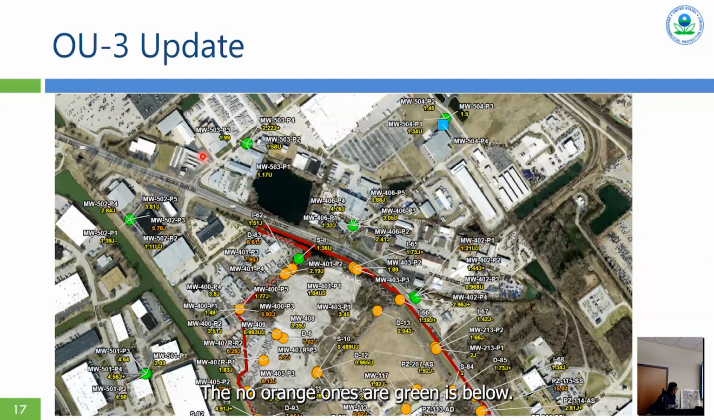The orange ones are. Green is below, orange is above. Yeah. So it's a proposed well, and it's proposed because of 1,4-dioxane. Okay. So there's no concentration.